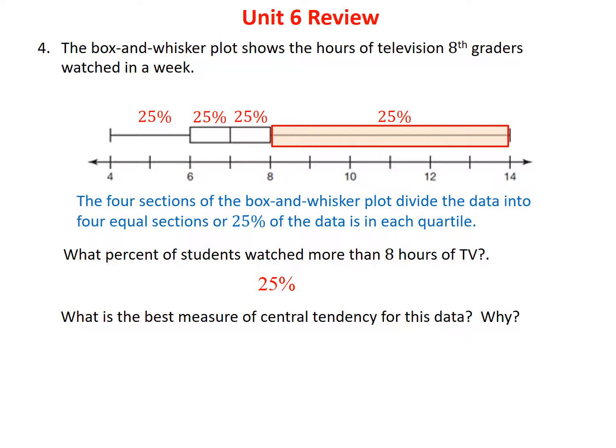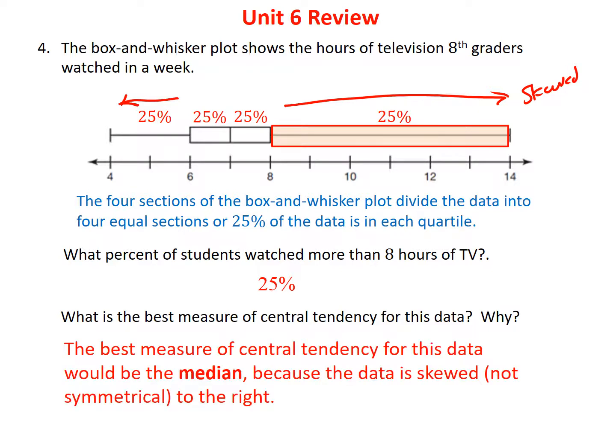In this case, you notice that the right side here is much bigger than the end over here. That means that this is skewed, or another way of saying it is it's kind of like having an outlier again. So the answer to the question is the best measure of central tendency for this data would be the median, because the data is skewed, or another way of saying that, it's not symmetrical to the right. So this area out to the right pulls the mean away from the center of the data. So the answer is probably median.